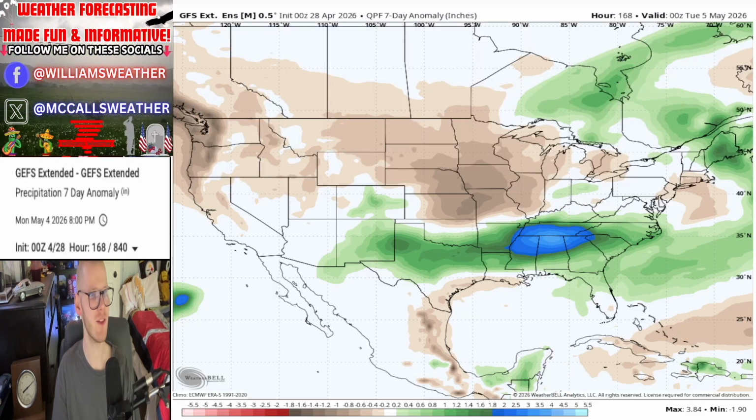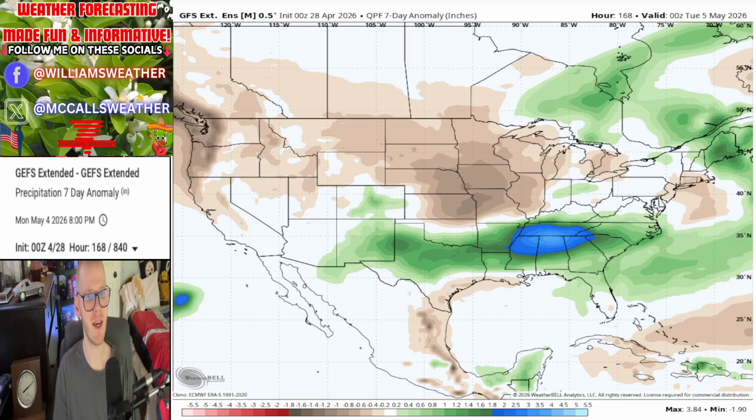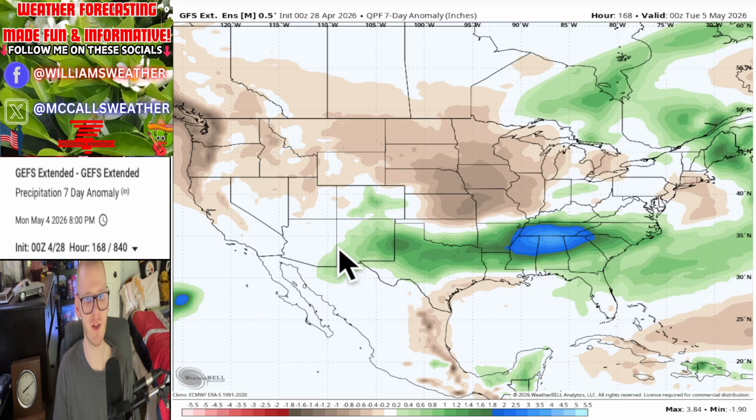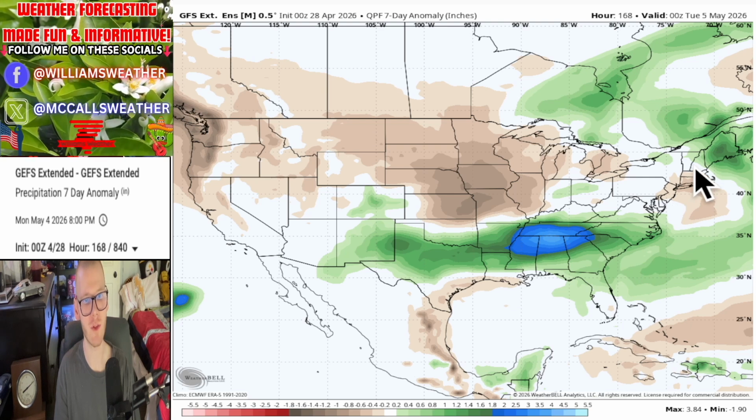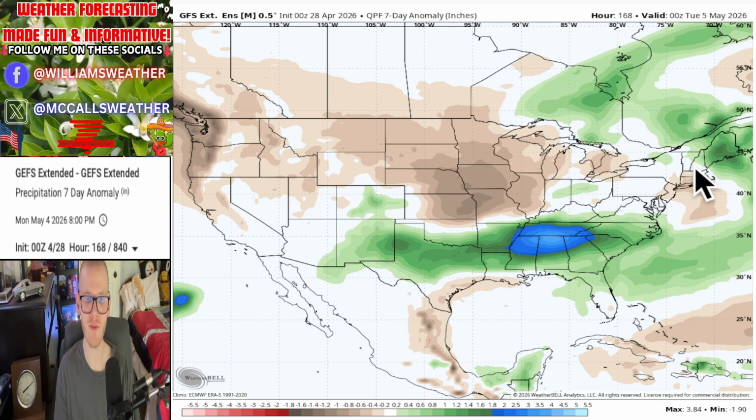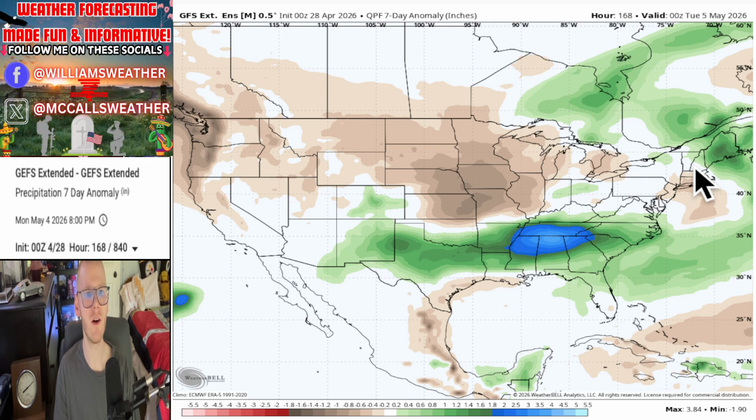Now, as we take a look at the GEFS here, we can see to start off May, it's looking like from Arizona and New Mexico all the way over into the Southeast and even the Northeast is going to be above average, but it's looking like the rest of the country is going to start off on a dry note.